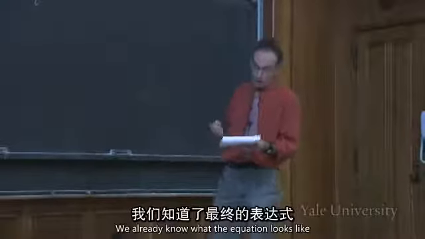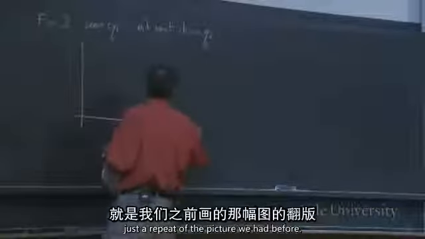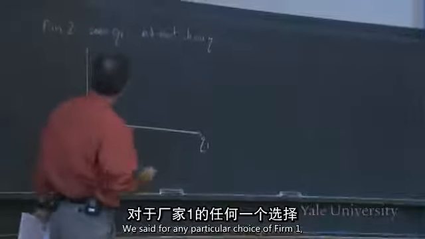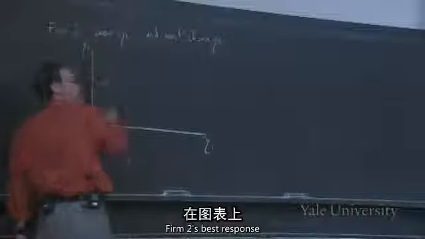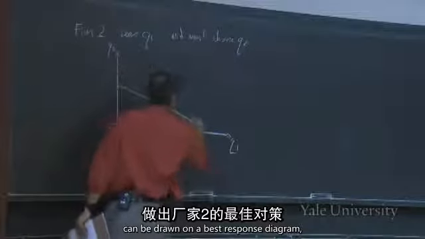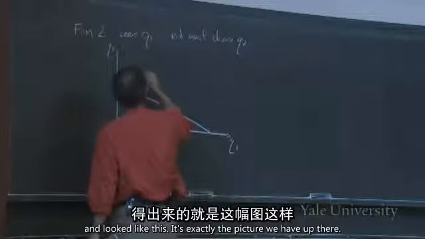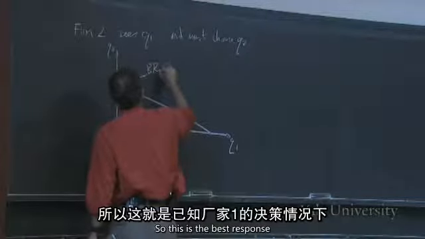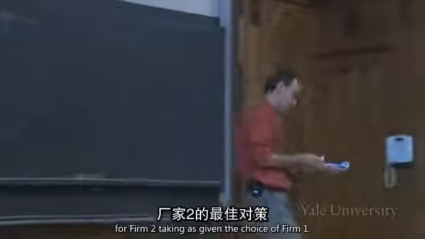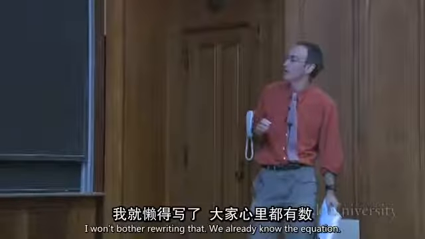We already know what the equation looks like, and let's just remind ourselves what the picture looked like. Just a repeat of the picture we had before. We said for any particular choice of firm 1, firm 2's best response can be drawn on a best response diagram. And it looks like this. It's exactly the picture we have up there. So this is the best response for firm 2, taking as given the choice of firm 1. And we even know the equation of it.